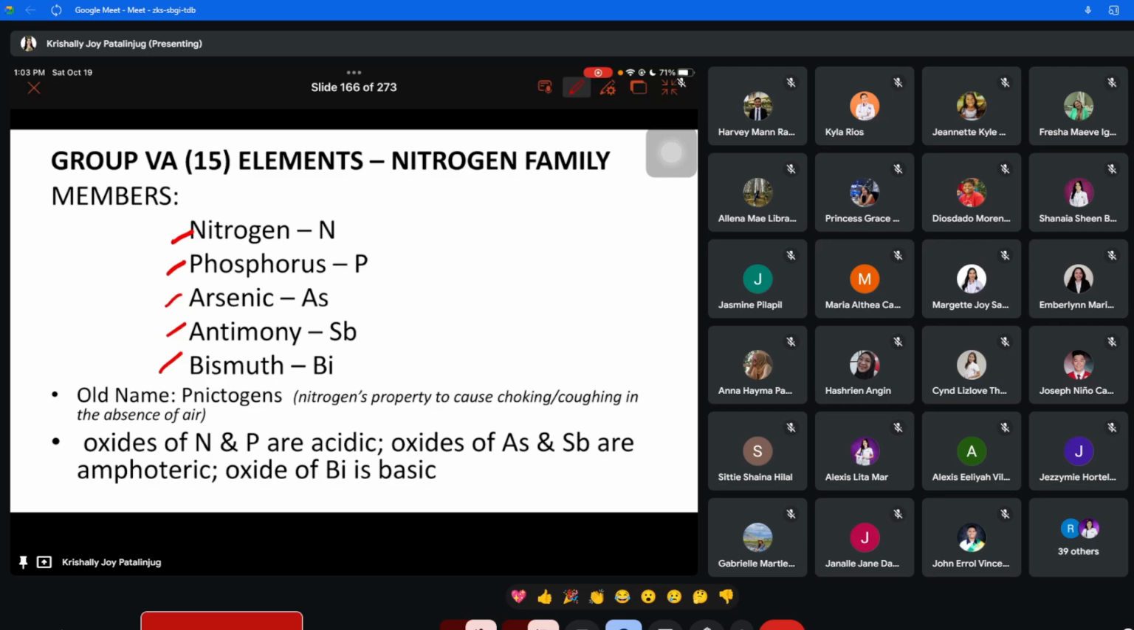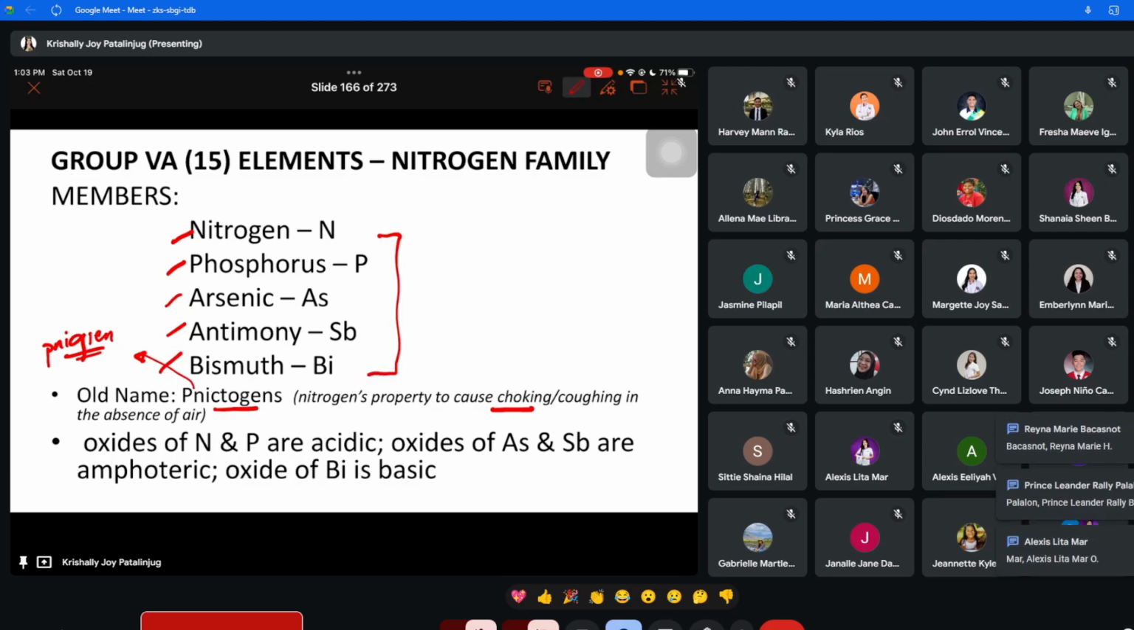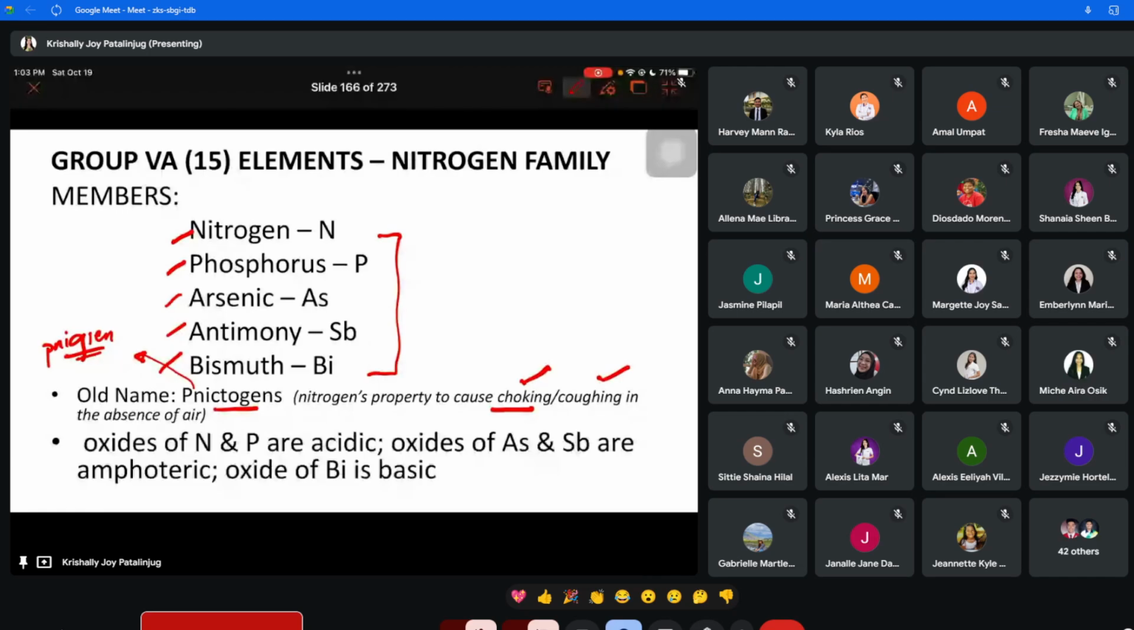Now, kindly take note that the old name of the nitrogen family is pnictogens. Pnictogen comes from the Greek root word nigen, and nigen means to choke. When this group of elements forms compounds, there are certain compounds that have the ability to cause choking, cause coughing in the absence of air. So that's the meaning of pnictogen. Bakit sila tinawag na pnictogen? So I repeat, they tend to form certain compounds. Halimbawa for nitrogen, it forms nitride.